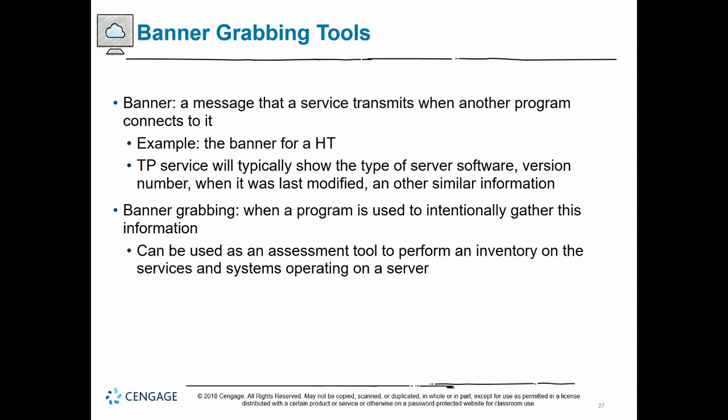HTTP servers will typically show the type of server software, version number, when it was last modified, and other similar information. Banner grabbing, when a program is used to intentionally gather this information, can be used as an assessment tool to perform an inventory on the services and systems operating on a server. So what do banner grabbing tools do?